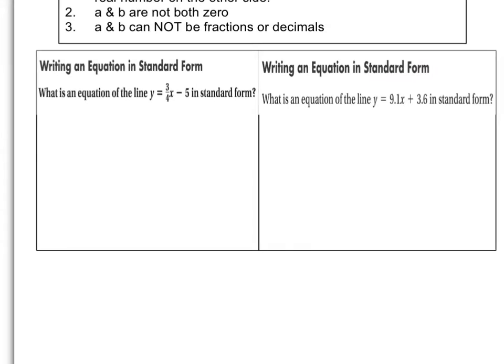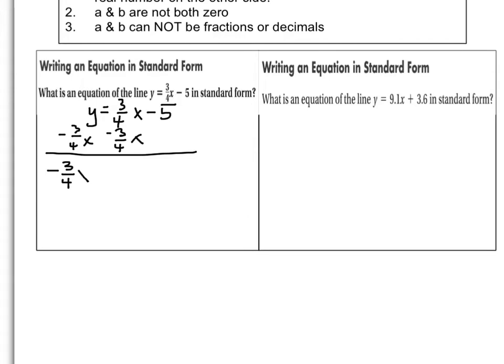So, what is the equation of the line y equals 3/4 x minus 5 in standard form? First thing we have to do is get the x to the other side. In order to do that, I have to subtract 3/4 x. It's positive, so I have to subtract it. And x is always going to go first. So this is negative 3/4 x plus y equals negative 5.